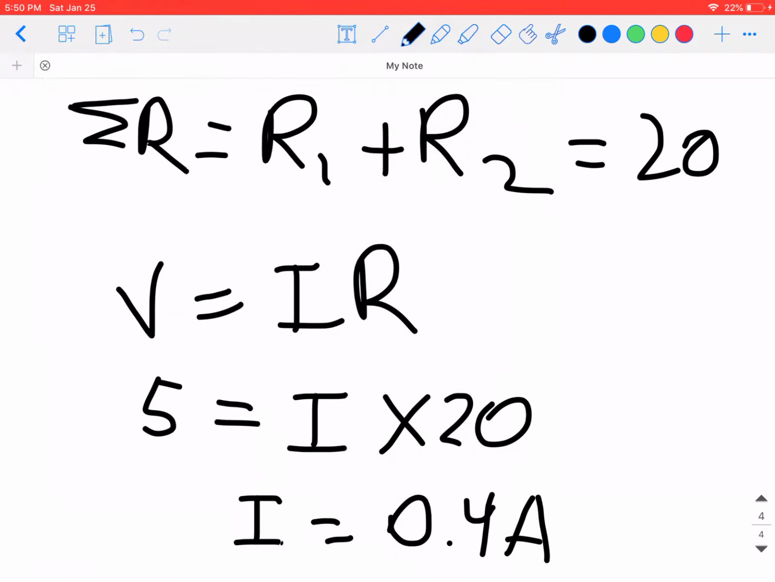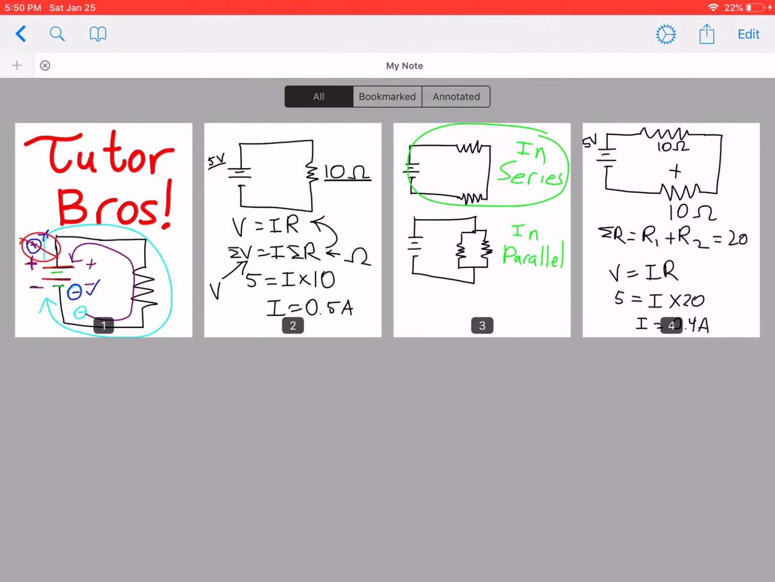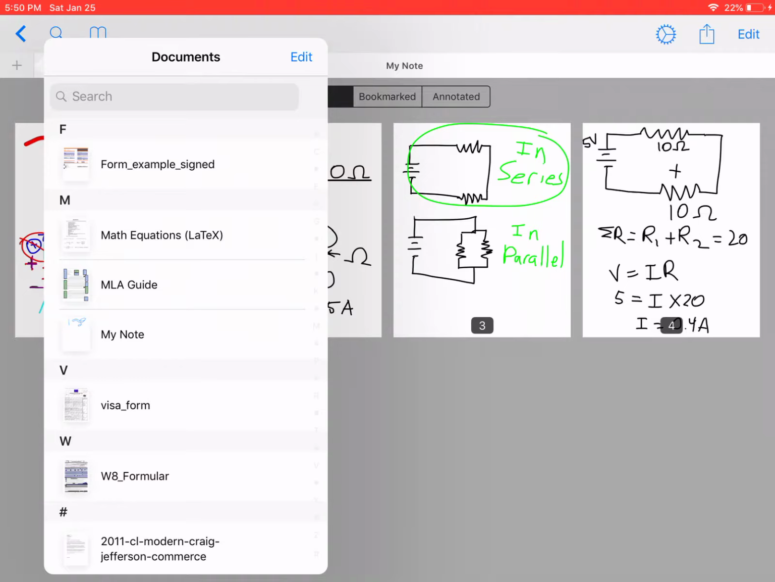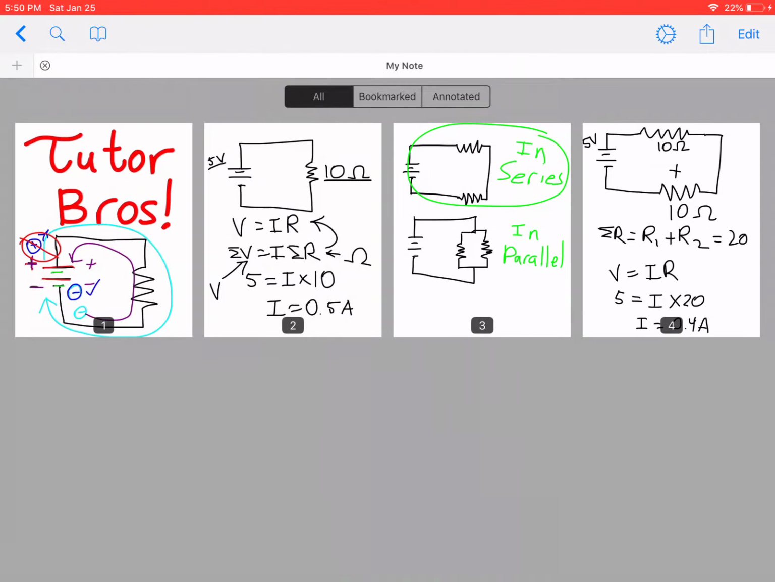Let's do another problem right here. So let's see. I literally forgot how to add another page.